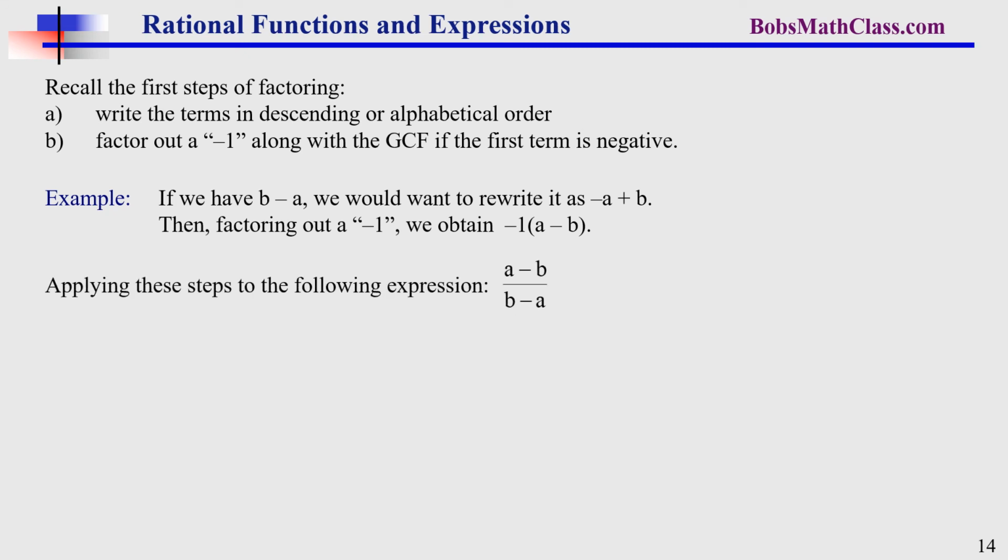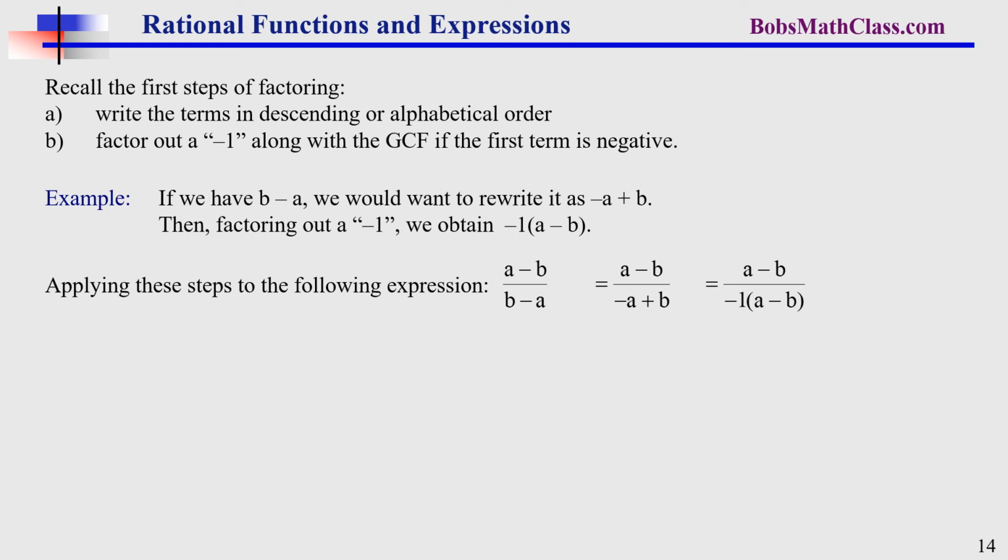Okay, so let's look at this fraction here. A minus B over B minus A. The top is fine, right? So leave the top the same, but the denominator, you got to rearrange it. Sound okay? So the top is A minus B, the bottom is negative A plus B. But we can't have the first term with a negative, so we have to factor out a negative 1. So you factor out a negative 1, and that gives you A minus B. You divide both terms by negative 1.